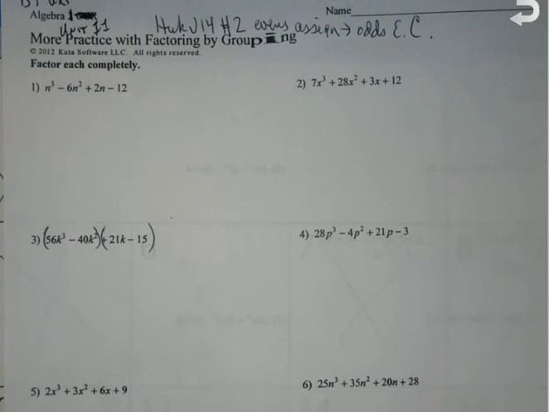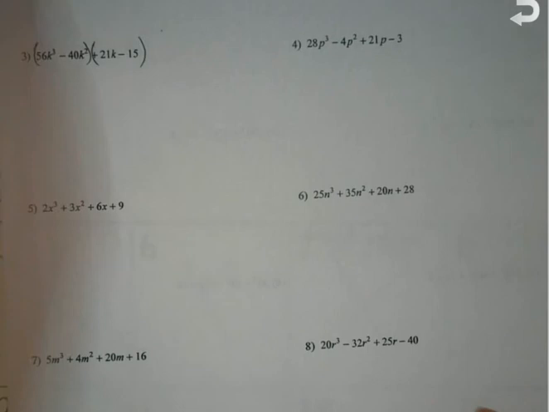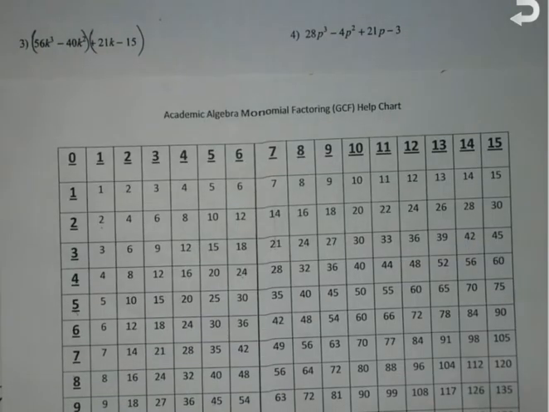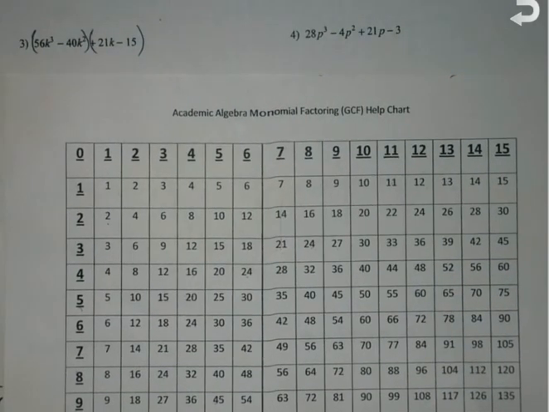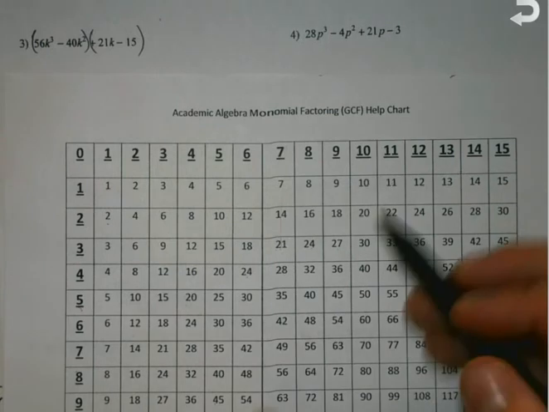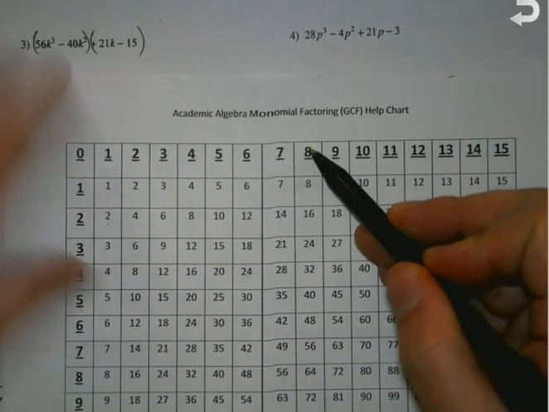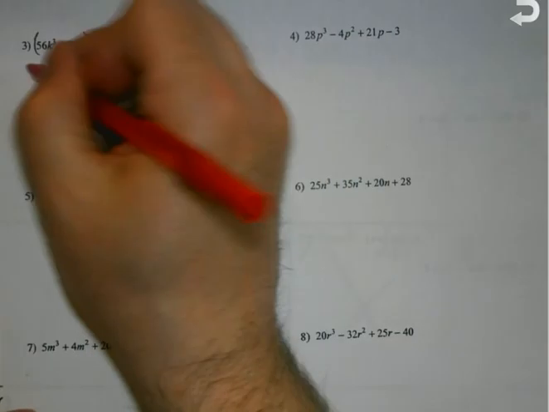Anybody willing to be brave and take a shot here at what might go into 56 and 40? 8. Nicely done. 56 and 40, 8. All right, so we'll get an 8 out of there.